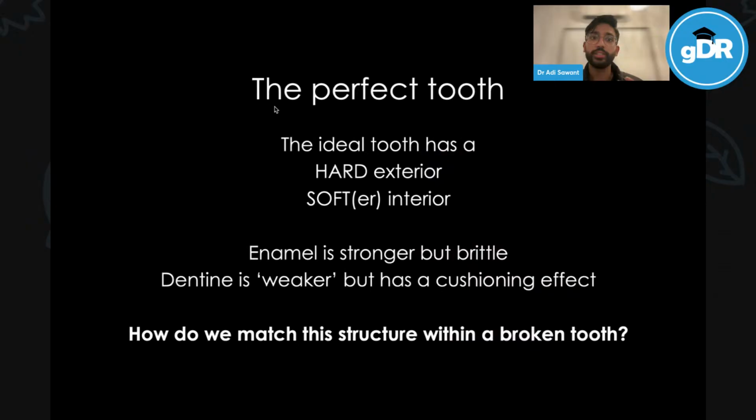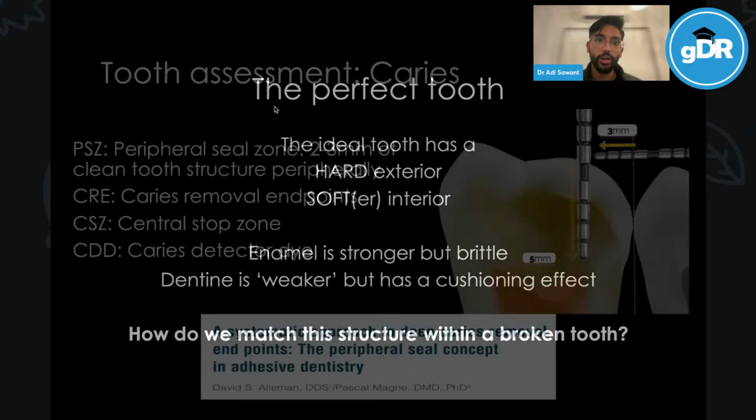A perfect tooth essentially has a hard exterior and a softer interior. Enamel is stronger, but brittle. Dentine is a little weaker, but has a cushioning effect. But we want to figure out how to match this structure within a broken tooth. And we first need to deal with active disease.